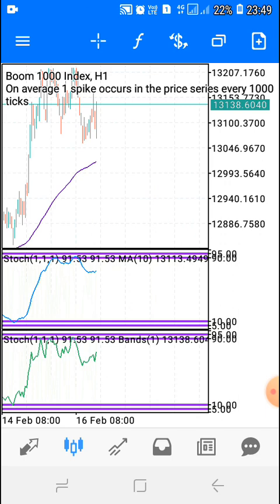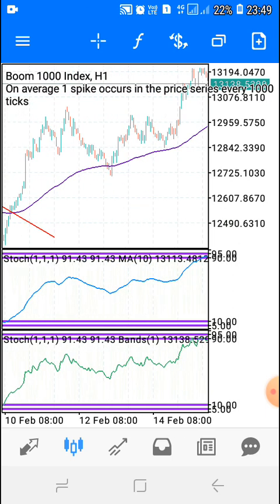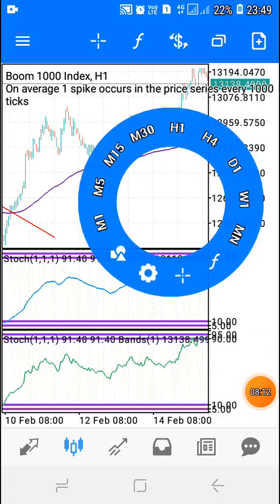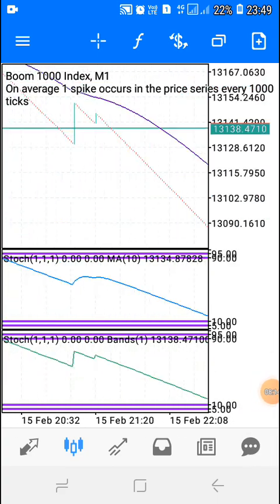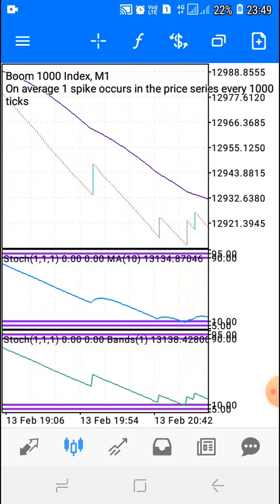Okay, so we know for certain that the market has been moving in an uptrend, right? So what we're going to do now is go to the 1 minute time frame, right? So let me just start from the beginning, because from the beginning on the 1 minute time frame, the market has been trending in an uptrend.